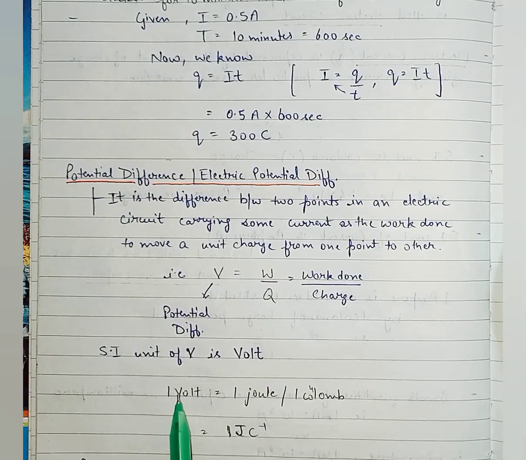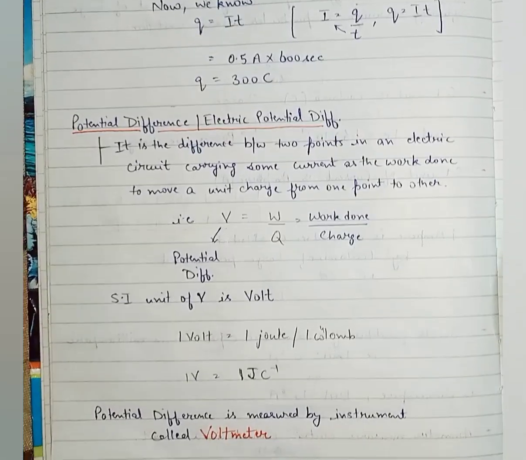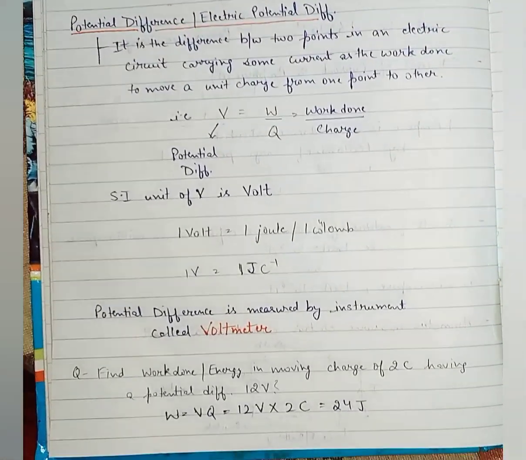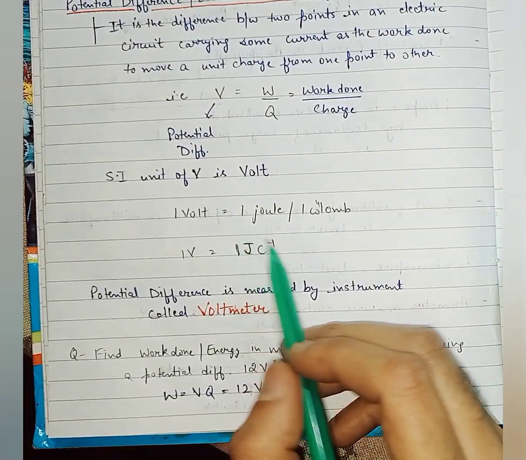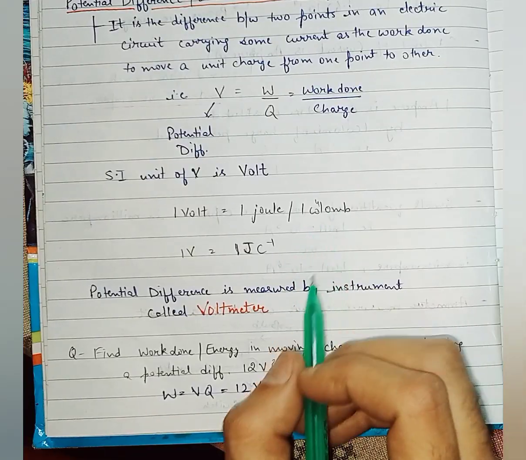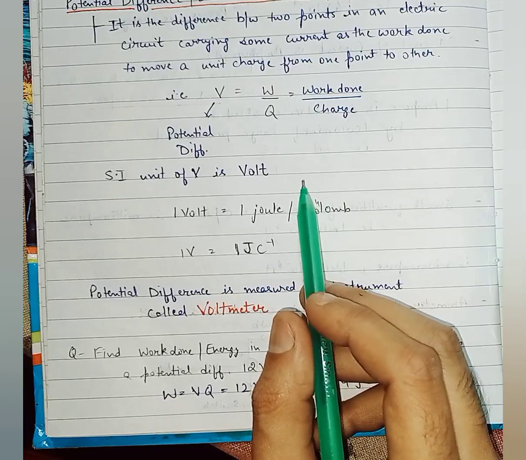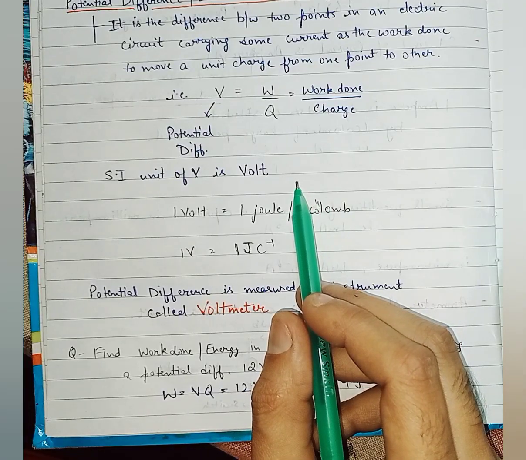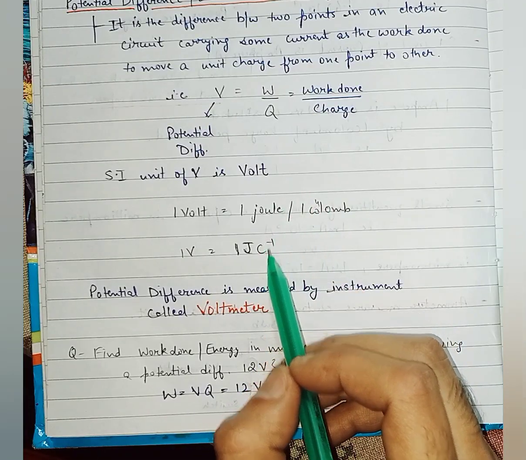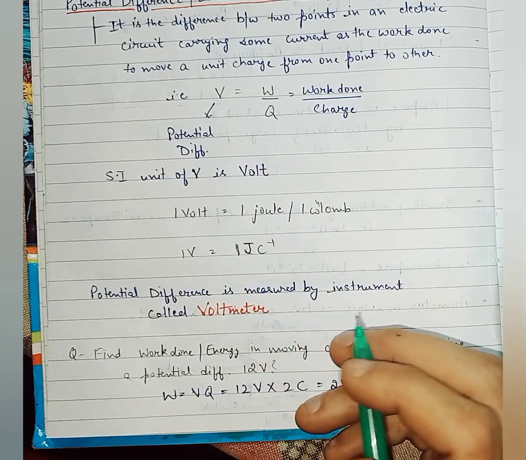Now the SI unit of potential difference is volt. 1 volt is equal to 1 joule divided by 1 coulomb. From that, the coulomb goes to the numerator and the power becomes -1. So 1 volt equals 1 joule coulomb to the power -1.